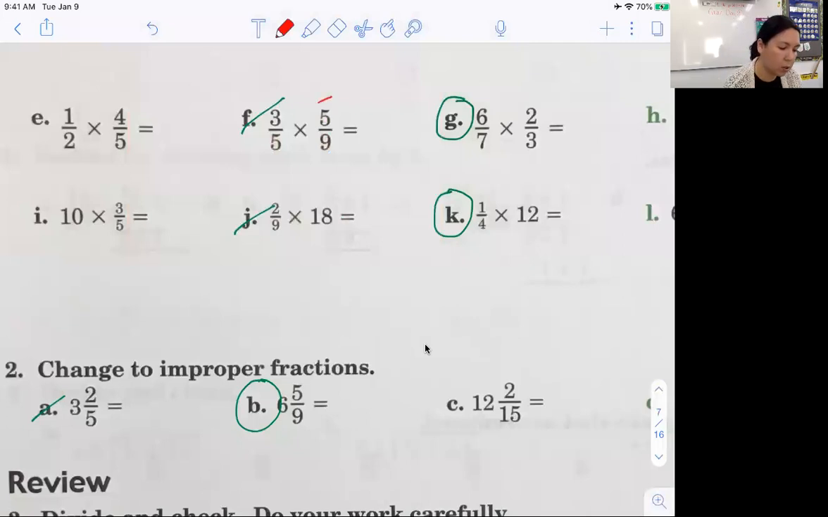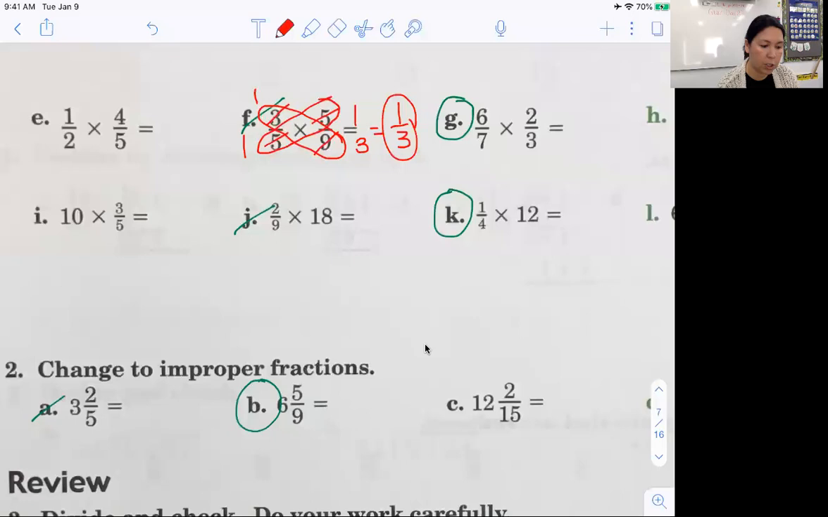So let's circle diagonal. Remember our cross canceling rules. If the numbers match, just turn them into ones. So cross out my 5, make it a 1. Cross out my 5, make it a 1. Now I'm going to circle this way, 3 and 9. What can go into 3 and 9? 3. How many 3s go into 3? 1. How many 3s go into 9? 3. So my answer here is 1/3.